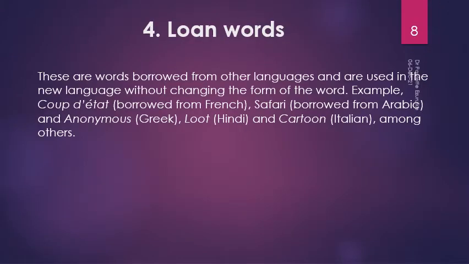Loan words. Some words are borrowed from other languages, and when this happens, it means that words are borrowed from a particular language and are used in English just the way they are borrowed. We have examples like cartoon. Cartoon is Italian, and we use it in English just the way they occur. That means it doesn't have an English origin. So we need to understand the meaning of the word as it is used in that language.